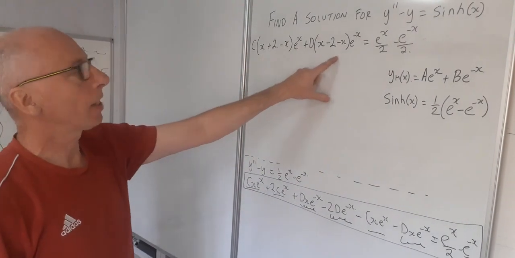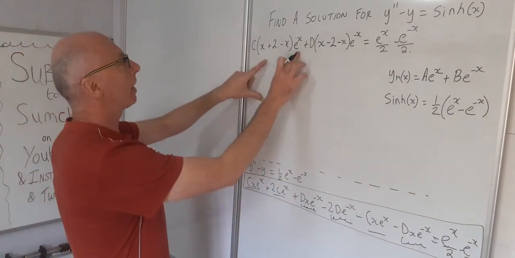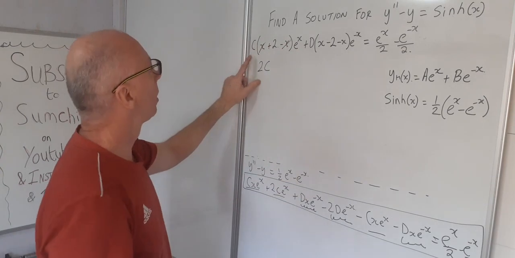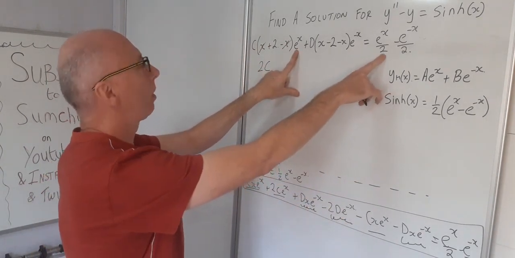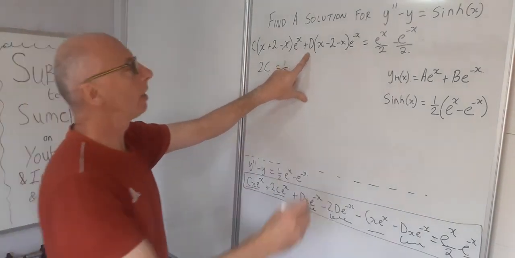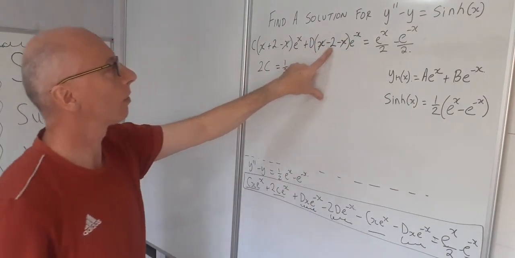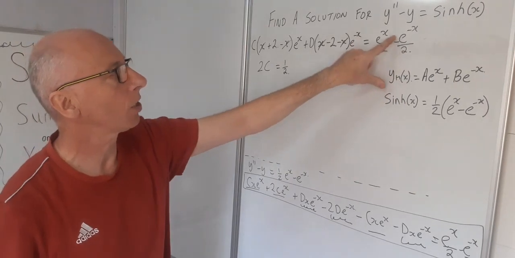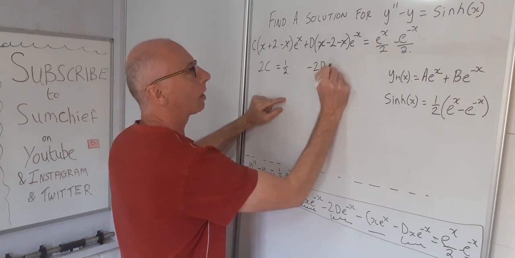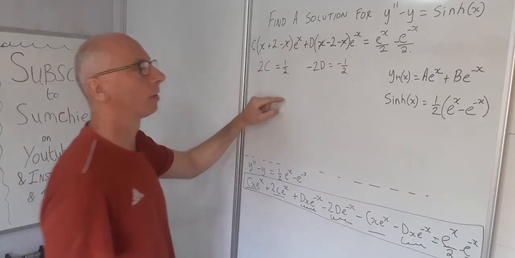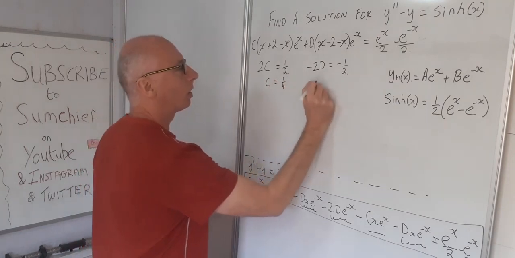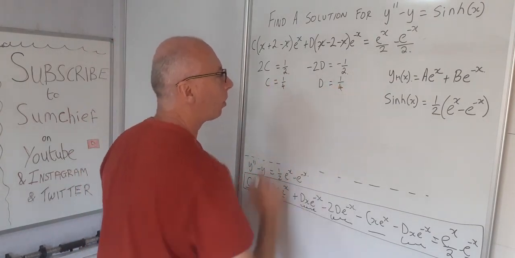Right, so now I need to set up my corresponding coefficients. So for my e to the x, I've got this one and this one will cancel out. So I'm left with 2c. And my e to the x on this side is worth 1/2. So 2c equals 1/2. And now with my d, this one and this one will cancel out. So I've got a minus 2, e to the minus x, the coefficient here, don't forget the minus, is minus 1/2. So I've got minus 2d equals minus 1/2. Okay, well this is pretty easy to solve now. c equals 1/4, and here my d also equals 1/4.